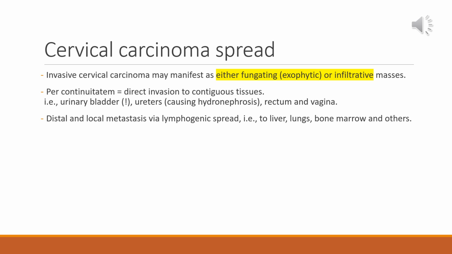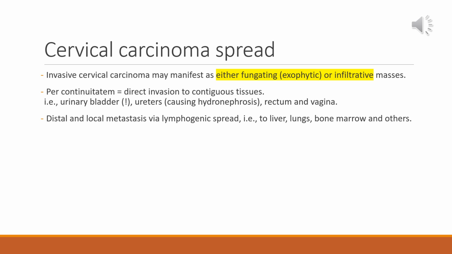Cervical carcinoma spread is important. First, it can grow either as an exophytic or infiltrative mass. Exophytic is better for us because we can resect it more easily. What is this infiltration? It's invasion per continuitatem into nearby tissues, meaning that it just grows through the tissues as one big mass. It can go into the urinary bladder, into the ureters, into the rectum, into the vagina, causing very acute symptomatology that you would imagine there, like hydronephrosis in the ureters, like incontinence or retention if it invades the urinary bladder, etc.